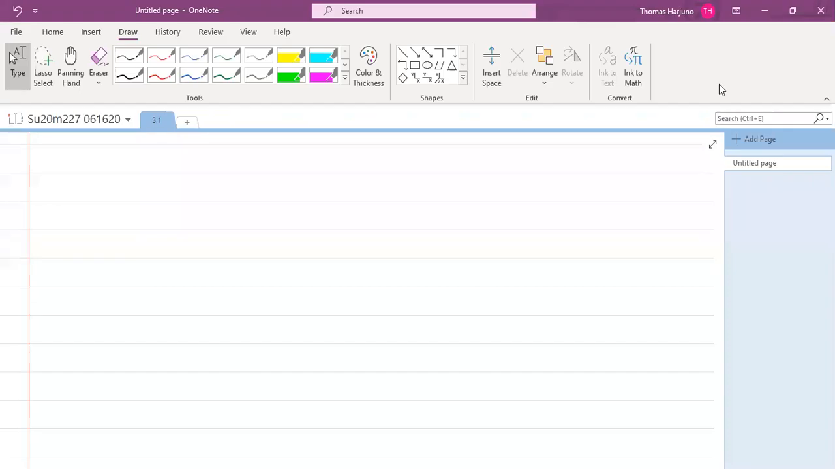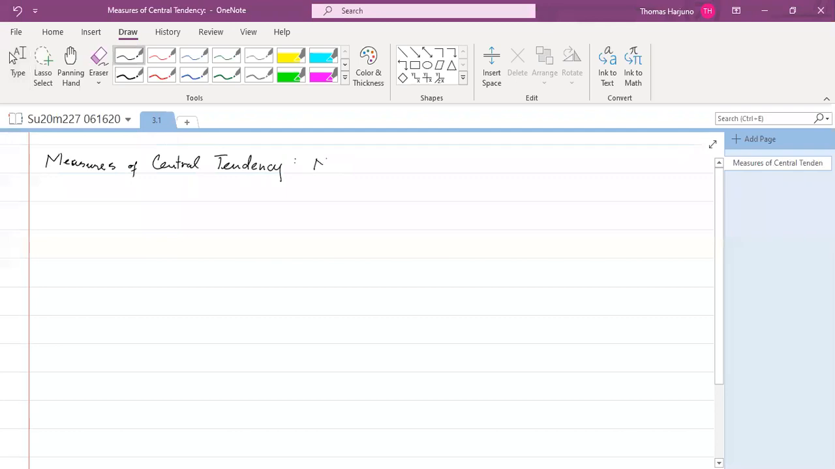Start the lesson. Now, yesterday we were talking about measures of central tendency: the mode, the median, and the mean.